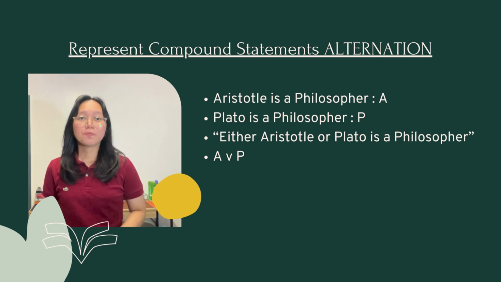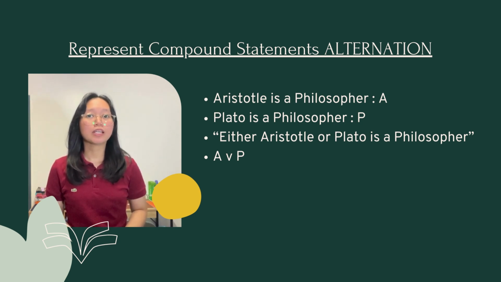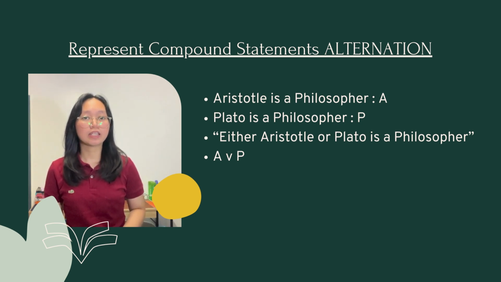Now, let us represent compound statements in the alternation form. So, same given lang. Aristotle is a philosopher, represented by the capital letter A, and the second statement is Plato is a philosopher, represented by the capital letter P. Now, we have learned that the connecting word phrase for alternation is either followed by or. We can now read the compound as either Aristotle is a philosopher or Plato is a philosopher. Or, for the shortened version, Aristotle or Plato is a philosopher.